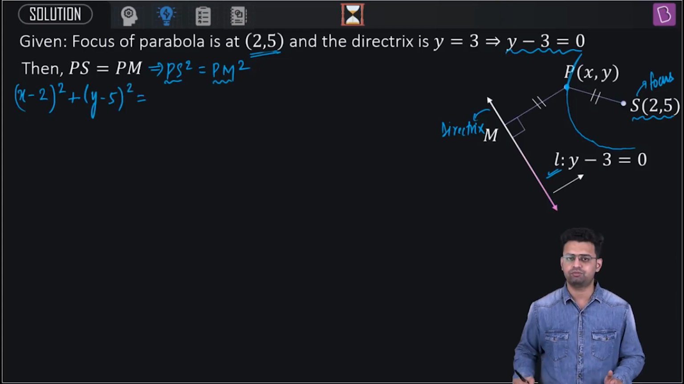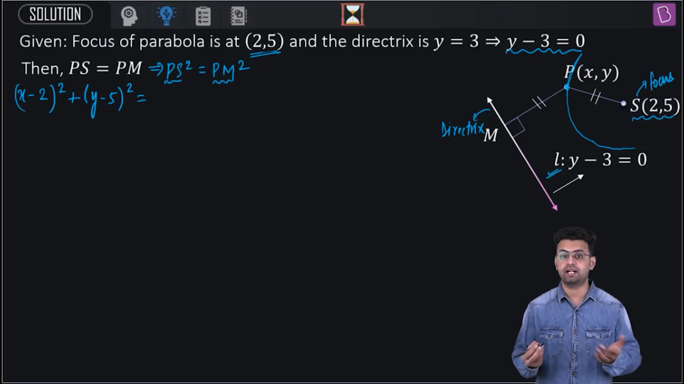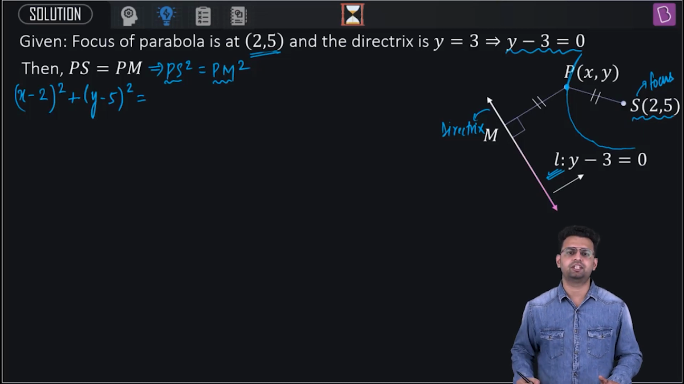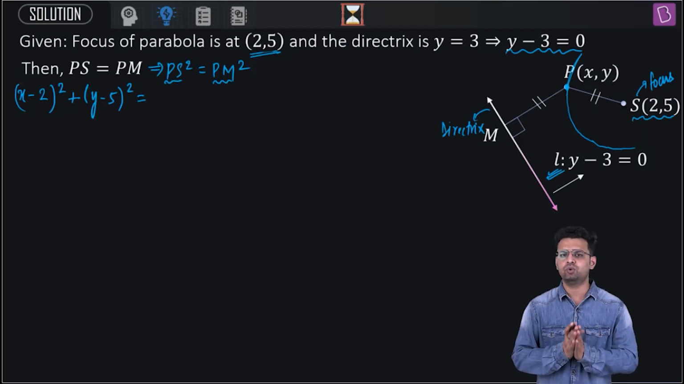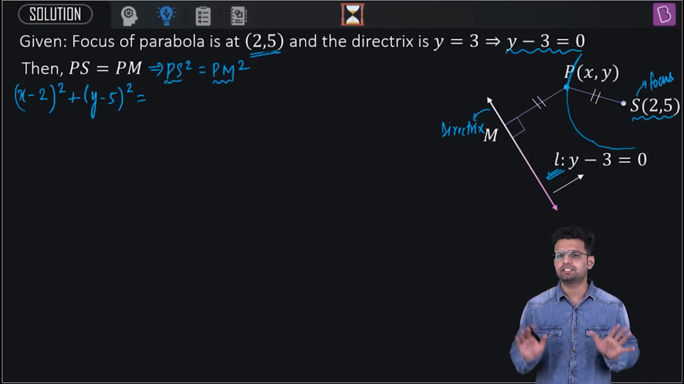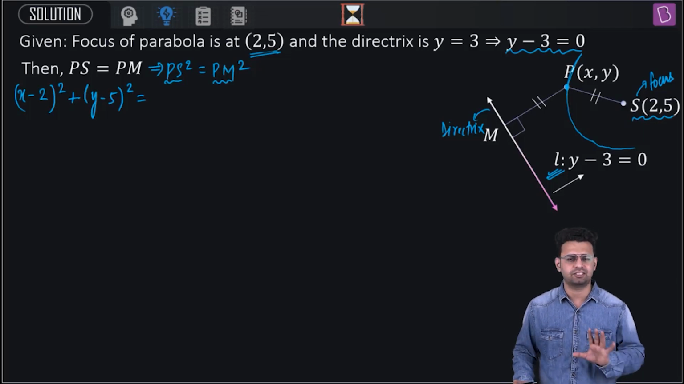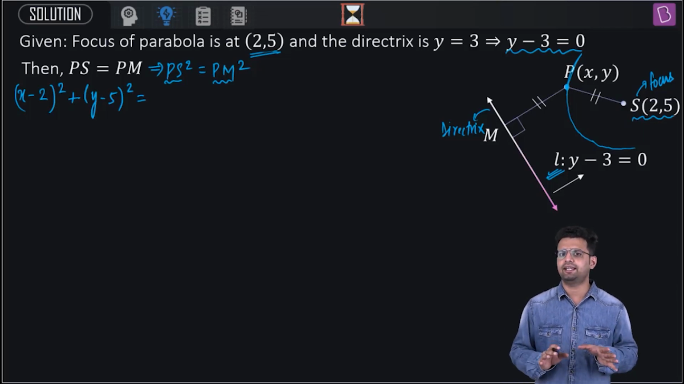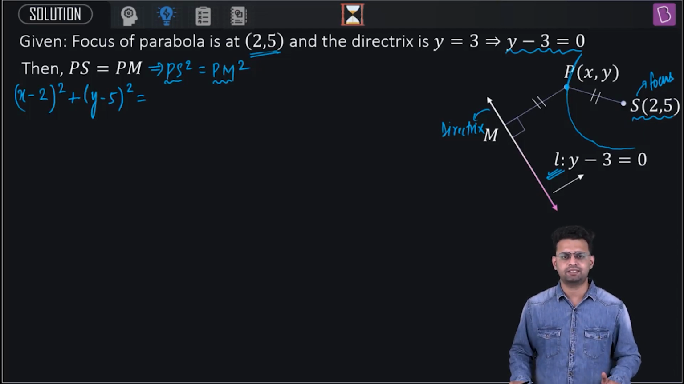Now I have to write the value of PM². How can you find the distance PM? We have been given the equation of a line L, and we already know a formula where we can calculate the distance of a point from a line. Remember, there was a line having the general equation ax + by + c = 0, and there was some variable point somewhere having the coordinates (x1, y1). Then in that case, the distance of that point from the line is going to be equal to |ax1 + by1 + c| upon root over a² + b².